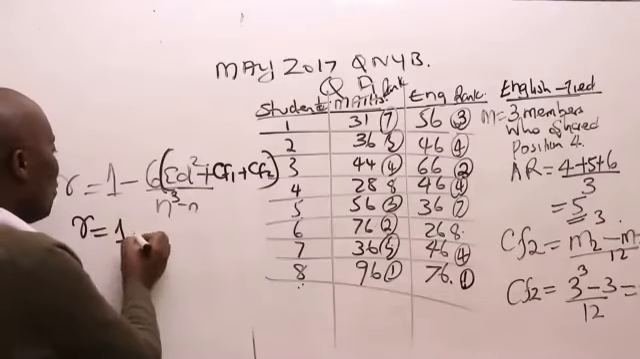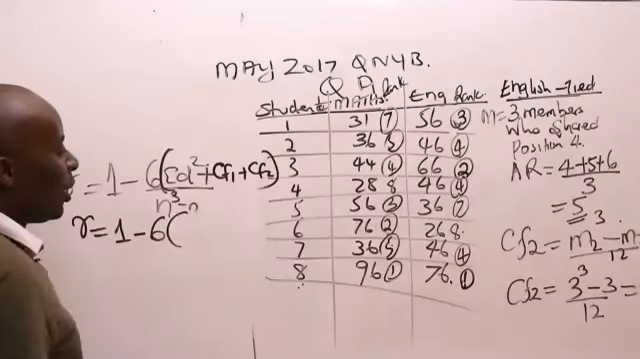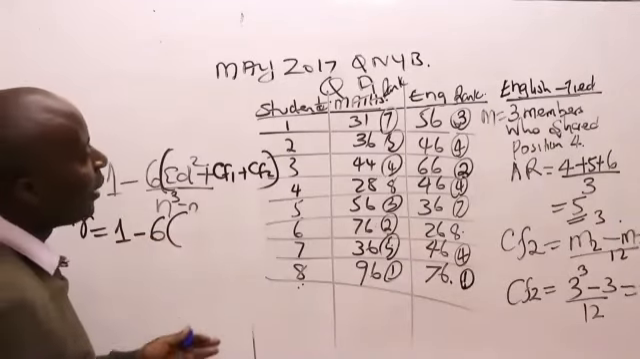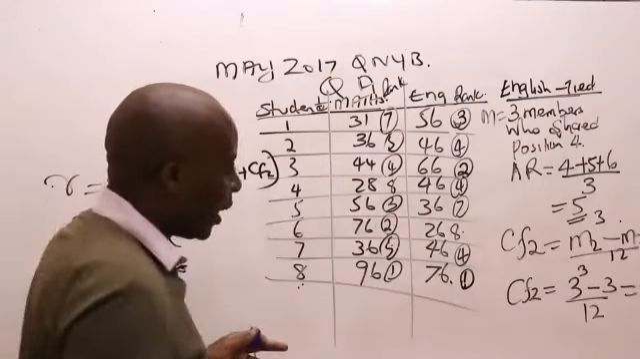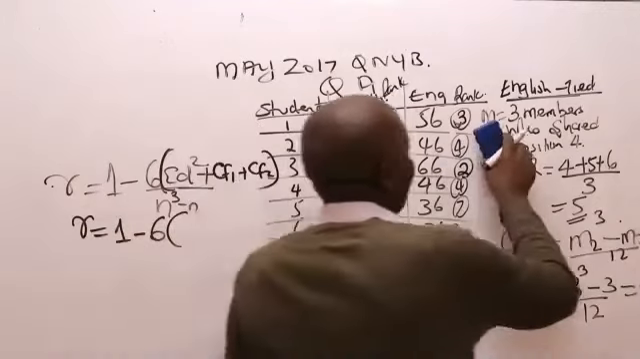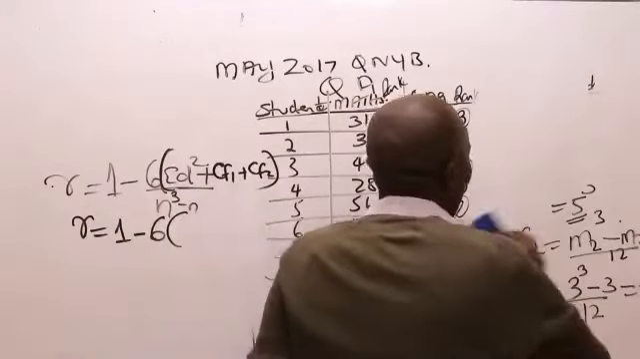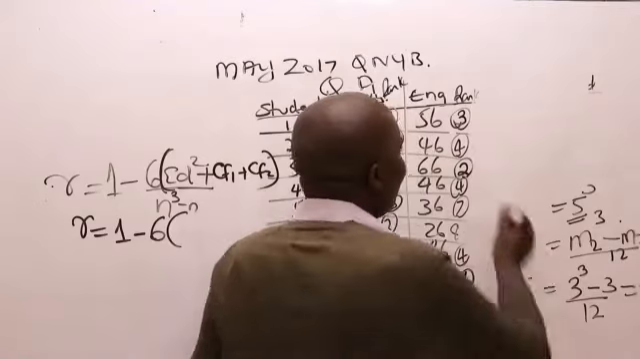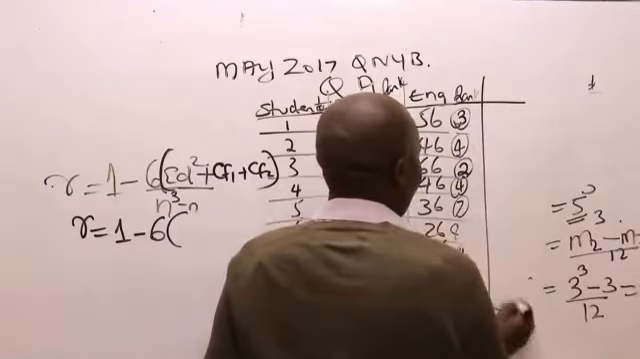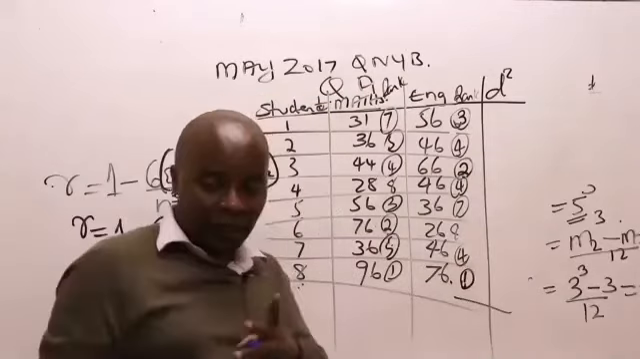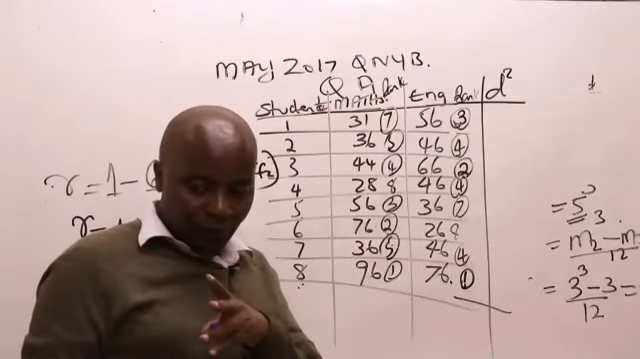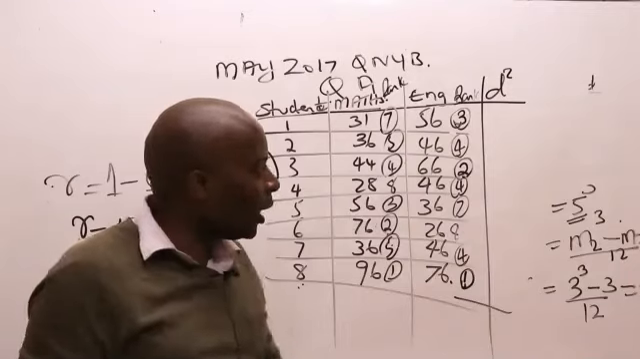Our R will be 1 minus 6 into summation of d squared. We need a column of d squared. So create a column of d squared. So don't forget that it is d, the difference between 2 ranks, not marks.